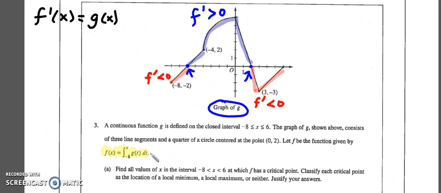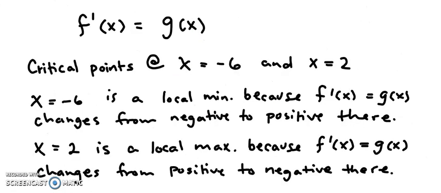I bring this up because at this critical point, when x equals -6, we change from negative to positive. So that means that we have a relative min there, and f prime changes from positive to negative there, so that's a relative max. So that's what you write for the final answer.